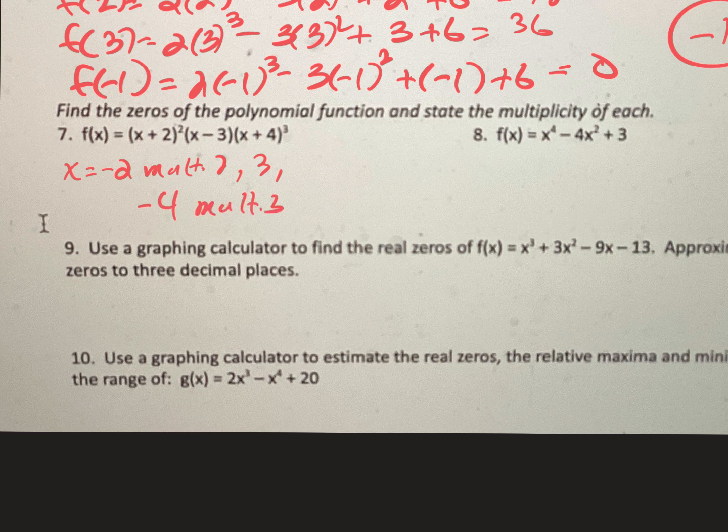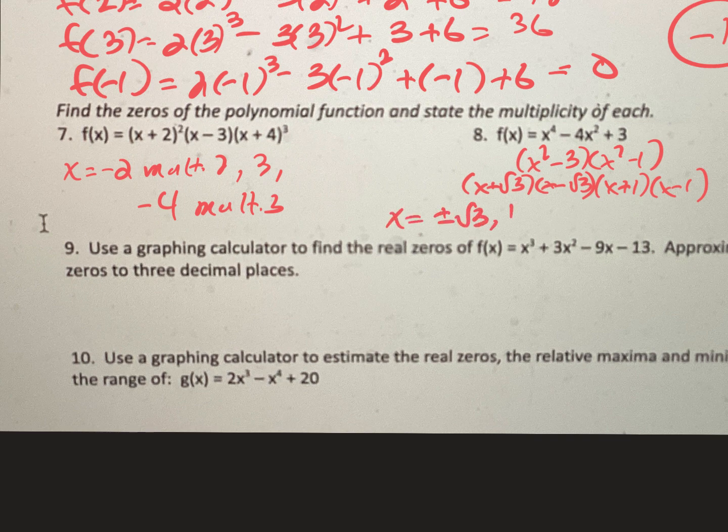Number 8, you got to factor first. I'm going to factor here. I'm going to go x squared minus 3 and x squared minus 1. X squared minus 1 can be broken down x plus 1, x minus 1. I'm going to go ahead and do difference of squares here, and I can do that as long as I put a square root, x plus square root of 3, x minus square root of 3. And here we go. The zeros are plus or minus square root of 3. All have multiplicity 1 because there's no exponents there, so just plus or minus square root of 3 and plus or minus 1.